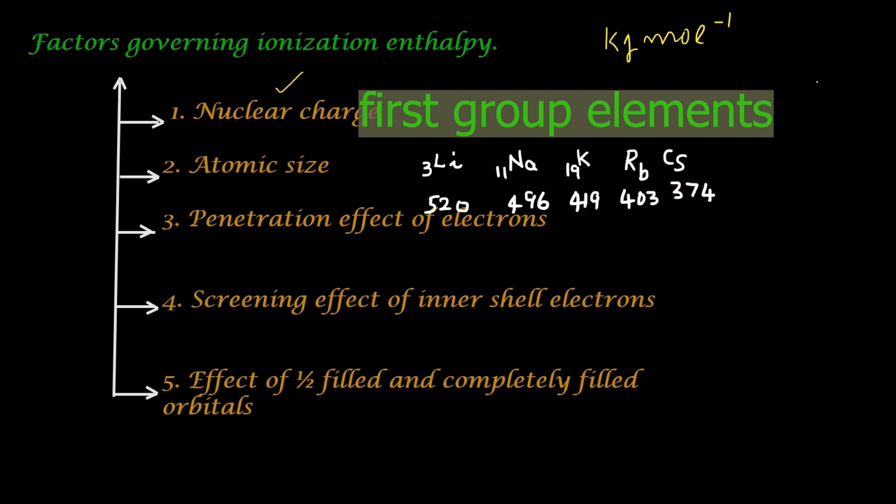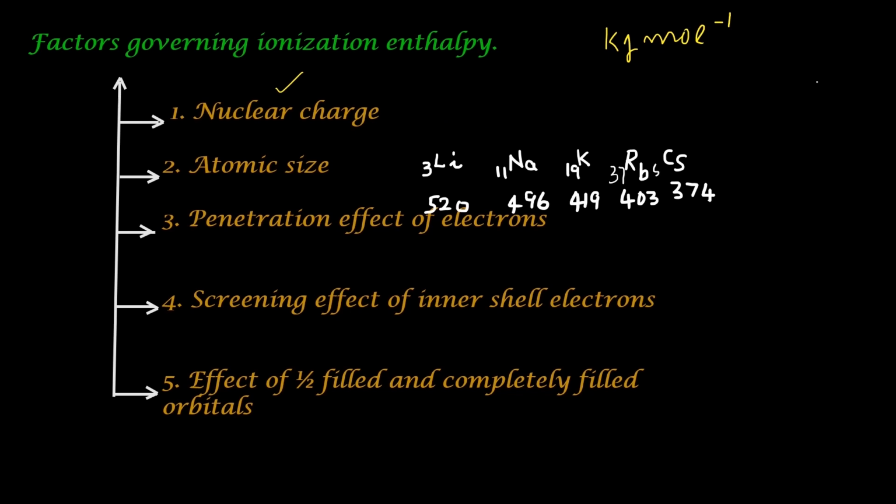From the values of ionization enthalpy given here, you can easily understand that as the atomic size increases, ionization enthalpy decreases. That is, it becomes easier to remove the most loosely bound electron from the valence shell. Down the group, though the atomic number or the nuclear charge is increasing, there is also the shielding effect offered by the inner electrons. So the effective nuclear charge experienced by the outermost electrons becomes much less. Therefore, ionization enthalpy decreases down the group.